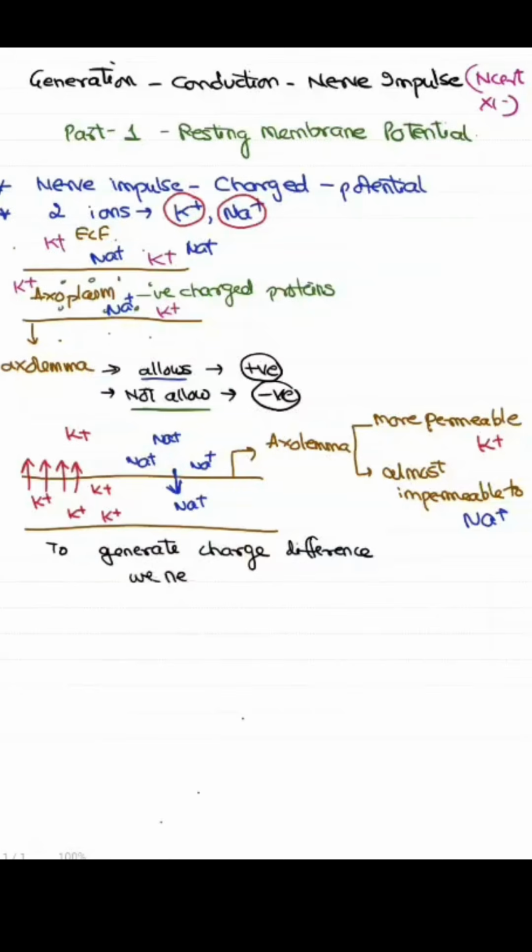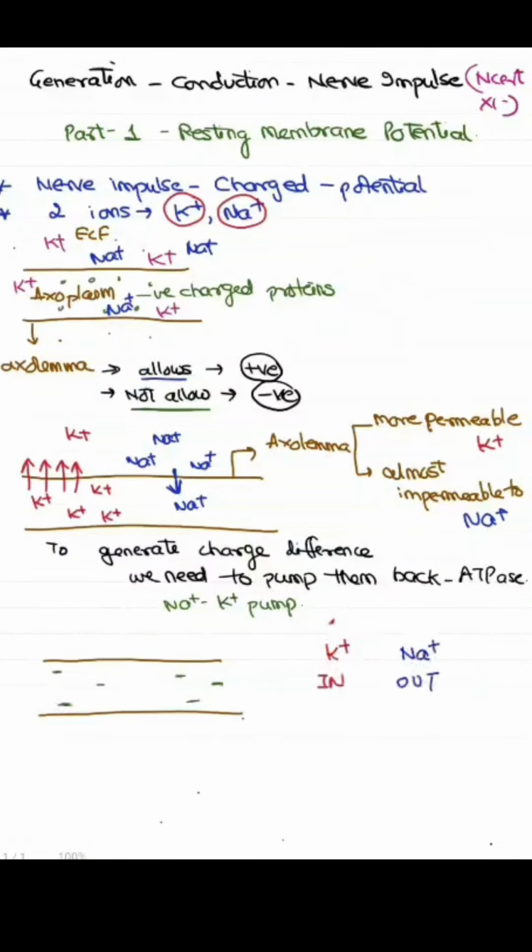But to generate the charge difference, we need to pump them back into their original places using the ATPase enzyme. Now, this is called the sodium-potassium pump. If you remember, potassium movement was more and sodium movement was less. But the pumping occurs in a different manner. How are they pumped? The potassium is pumped in and sodium has to be pumped out.